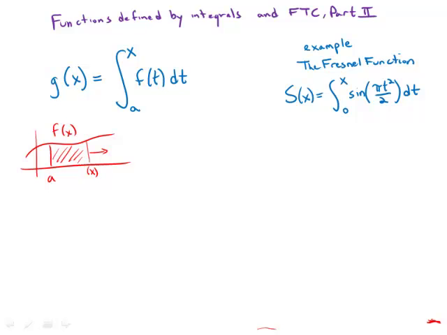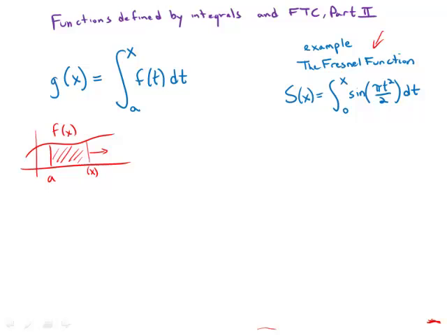So as we move x, we get a new area and a new value of g. And so this is one way to define a function. It's a function defined in terms of an integral. And one example of this would be the Fresnel function. The formula is written here, and this is a function that historically was used in optics, and in modern times it actually is used in the design of highways. So believe it or not, it's an incredibly useful function, a function defined as an integral.